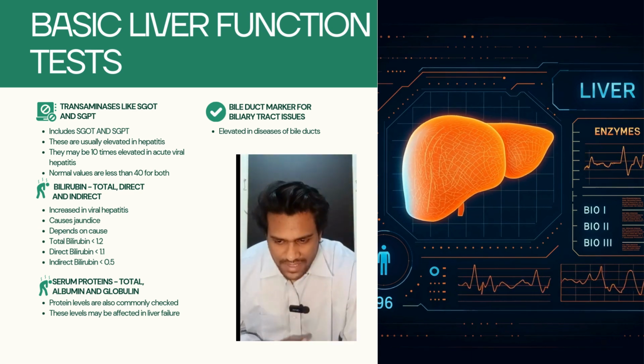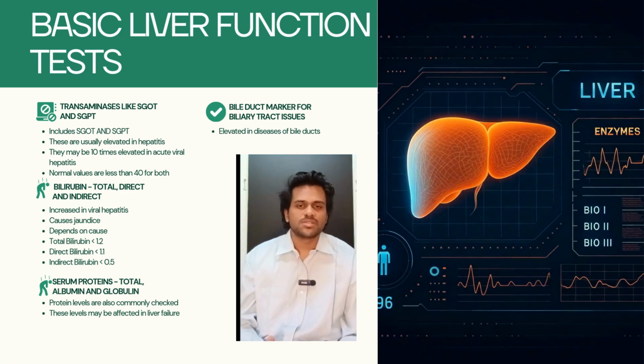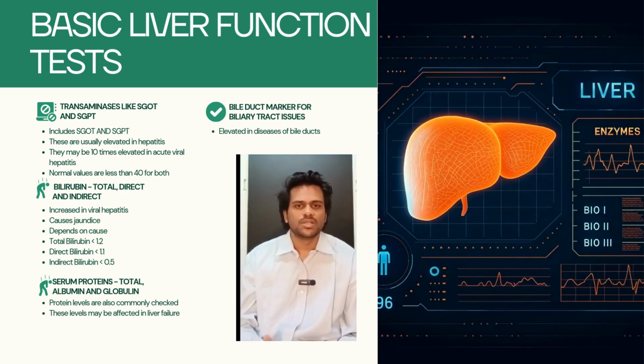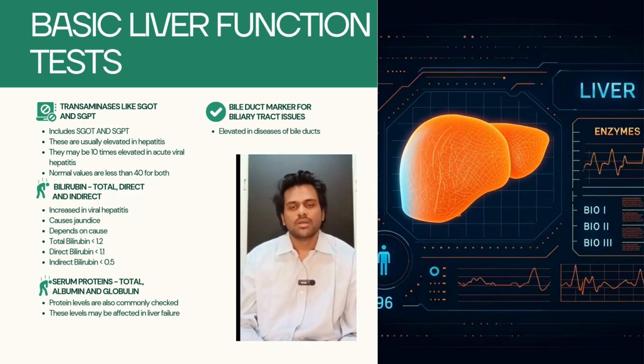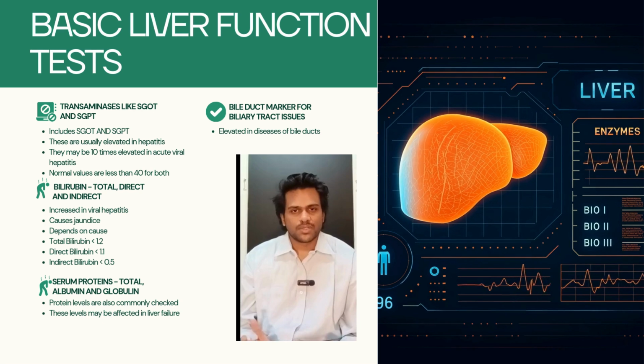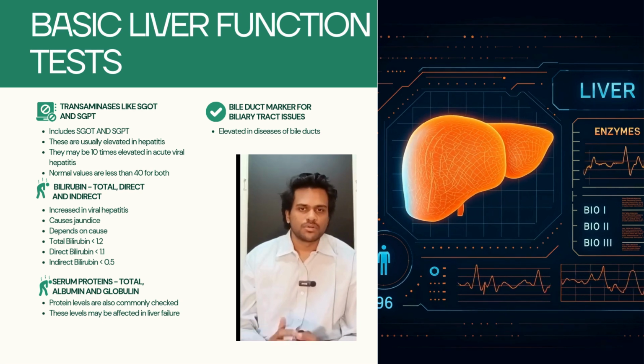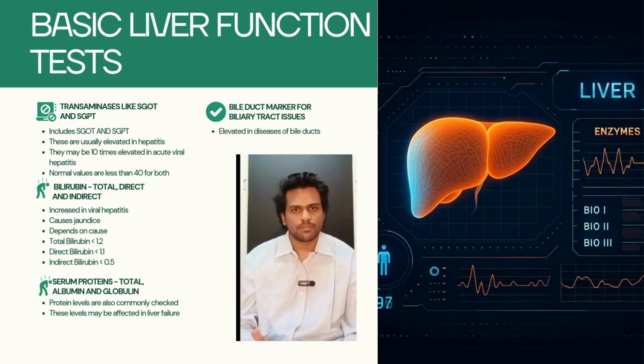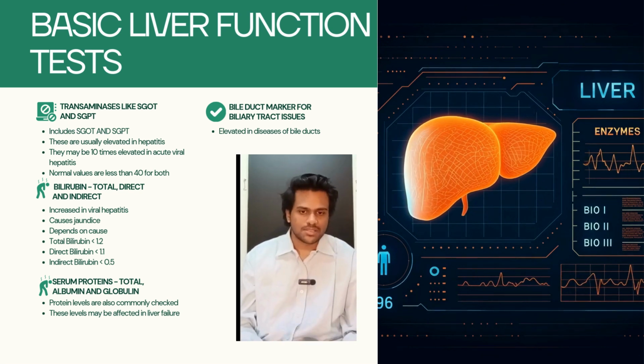Other than this, we have tests like the serum protein tests. Now this is very important because the liver is the only thing that makes the proteins in your body. So you will realize that if there is something wrong with your liver, the proteins are not going to be made and the protein levels will drop. And this is seen on this test.